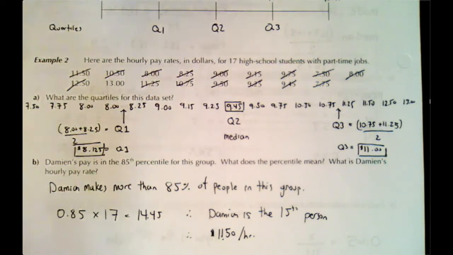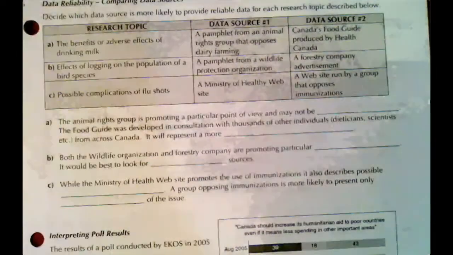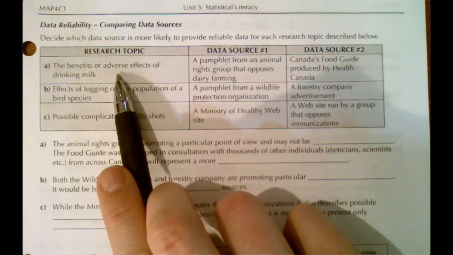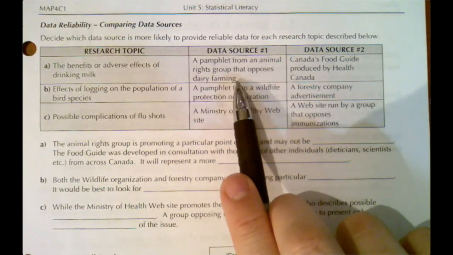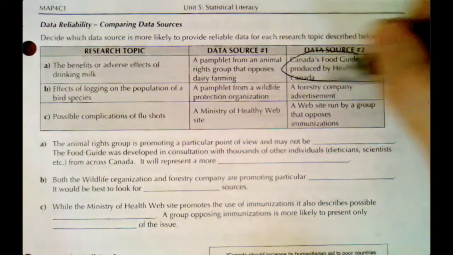All right, one last page. A little bit to talk about data reliability, and then we're going to interpret some poll results, and then that's it for the first lesson. It's a long one. Data reliability. So let's decide which data source is more likely to provide reliable data for a research topic. If we were researching the benefits or adverse effects of drinking milk, would we want to use a data source that's a pamphlet from an animal rights group that opposes dairy farming, or would we want to use the Canadian Food Guide produced by Health Canada? We would absolutely want to use the Food Guide.